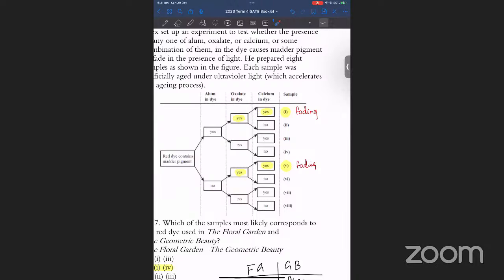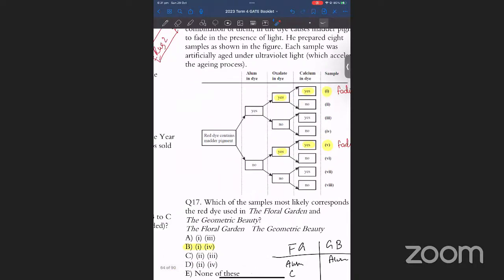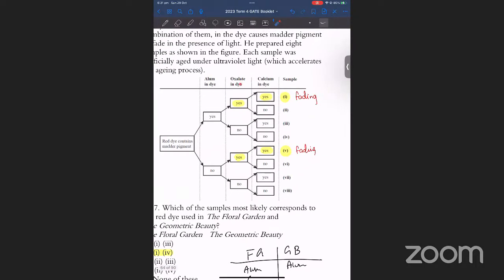Okay. So if you take a look, I and V, the only thing that they both have in common is they have both calcium and oxalate. So it doesn't matter if you have alum or not, that doesn't affect fading. It doesn't matter if you only have oxalate because I and II have oxalate, and so do V and VI. But only V and I faded. So that means that you need both of these for it to fade. So for 18, the answer is you need oxalate and calcium for it to fade.